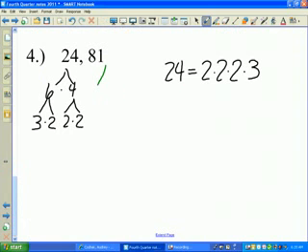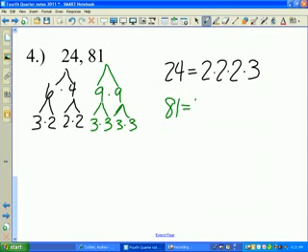Then the next one is 81. So I can say 9 times 9. Now, if you use 1 times 81, guess what? You're still going to have to break down 81. So when you're doing the factor tree, try not to use 1 times itself. Again, the 9's can factor themselves out with 3 times 3. So for the 81, it'll be 3 times 3 times 3 times 3.